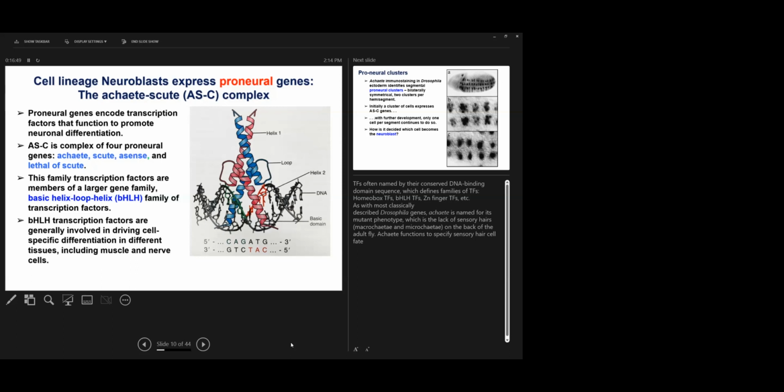Okay, so if I summarize this, you have delamination of the cell because of expression of SOG, and once the cell delaminates, it divides asymmetrically into 2 cells, one bigger cell called the neuroblast cell and another called the ganglion mother cell. Those cells contain the pro-neural genes, called the ASC complex, which contains achaete, scute, asense, and lethal of scute. And that codes for a specific type of transcription factor which defines the neuronal cell fate. That transcription factor is the basic helix-loop-helix transcription factor.